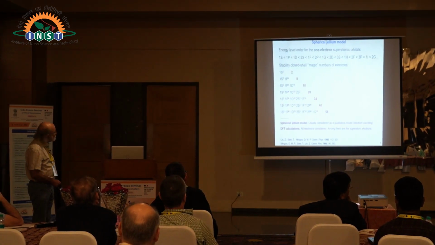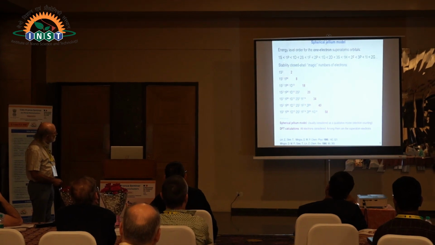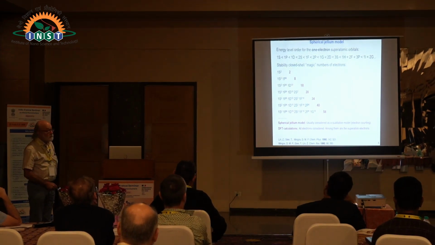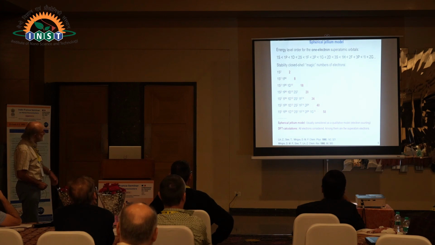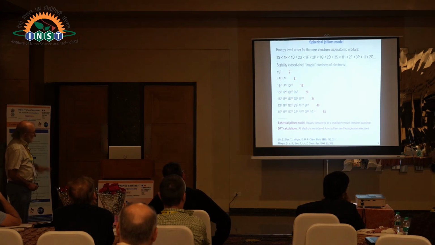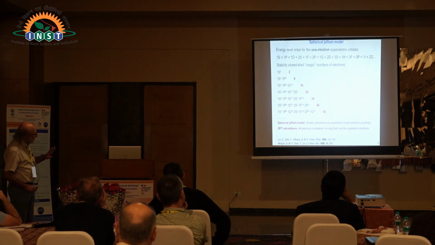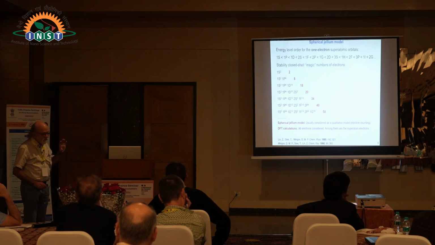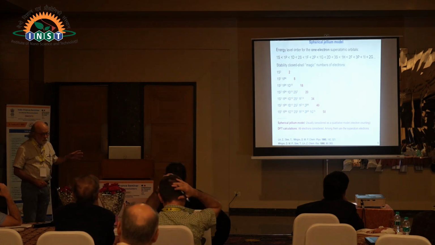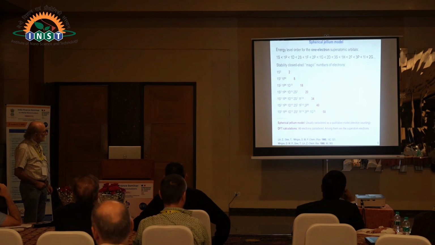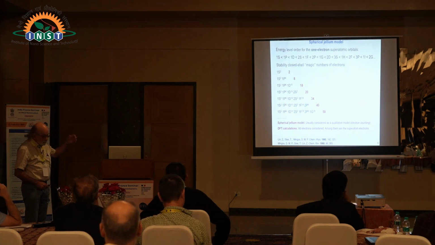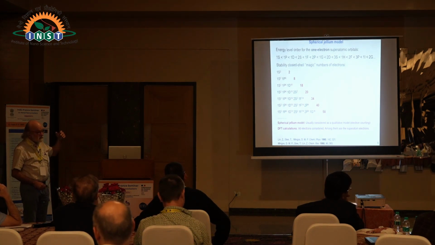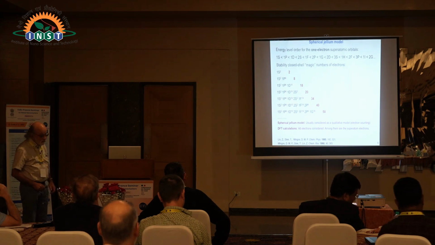So to summarize, a level ordering and various magic numbers of electrons, which correspond to closed shell situations. I would like to mention that the spherical jellium model, the superatom model, is a qualitative model. We don't use it to make calculations. The calculations are usually made by DFT calculations.